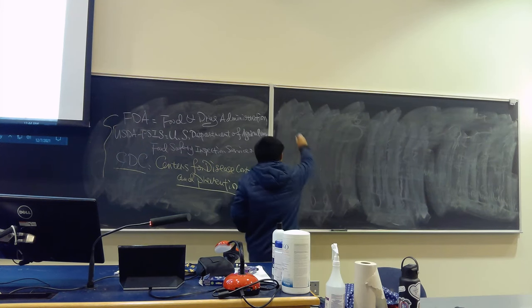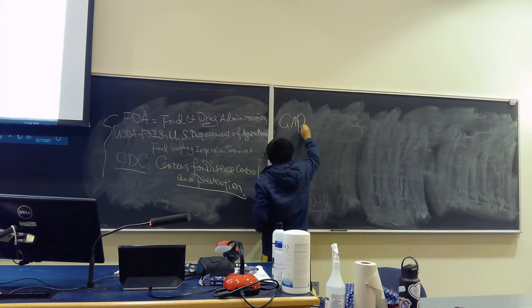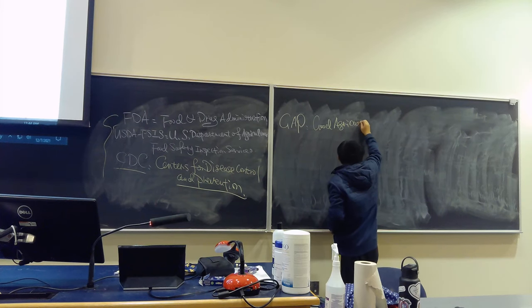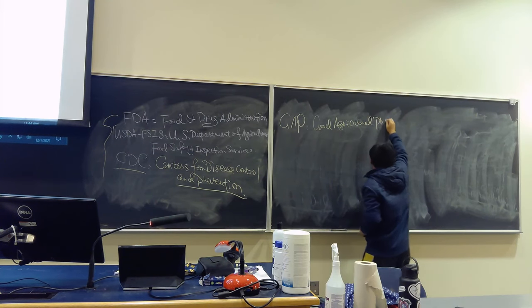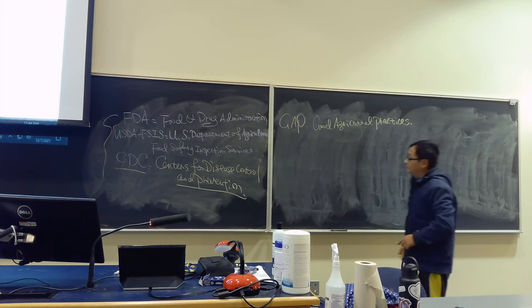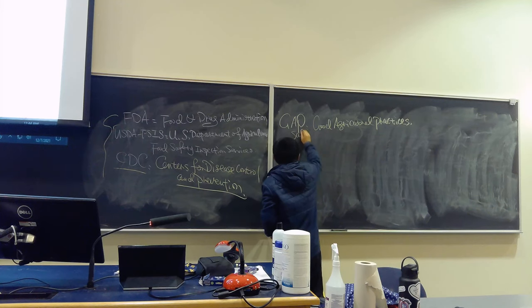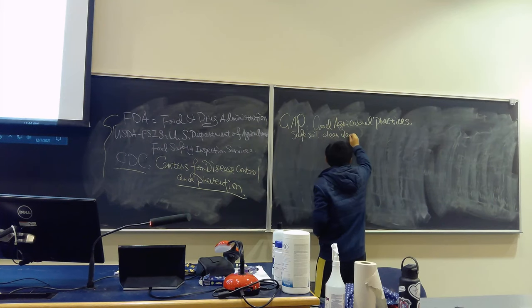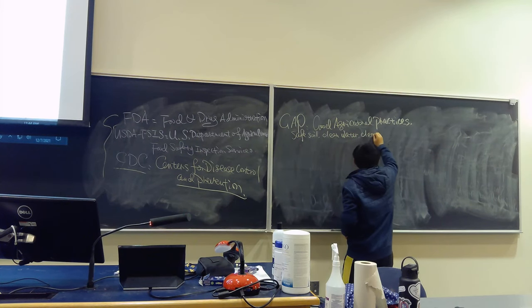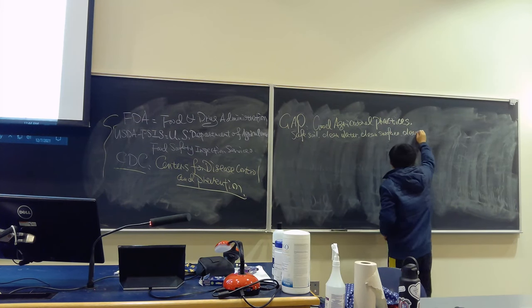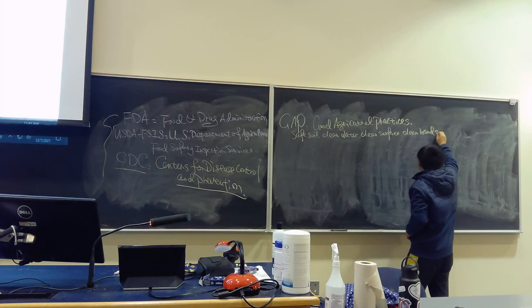Okay. What is GAP? Good Agricultural Practice. What are they talking about? You should remember: safe soil, clean water, clean surface, clean hands. Okay.